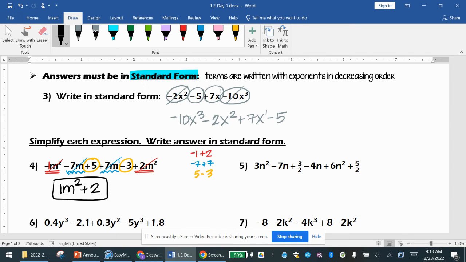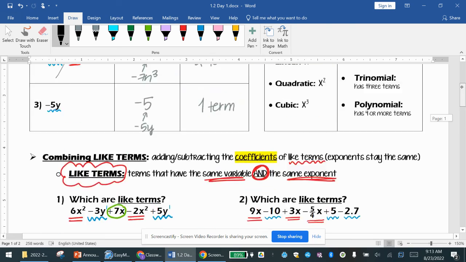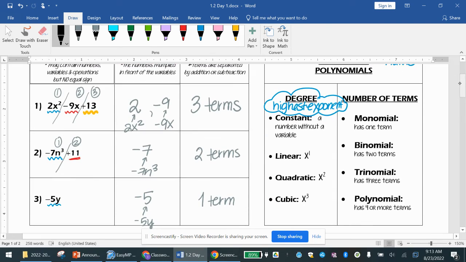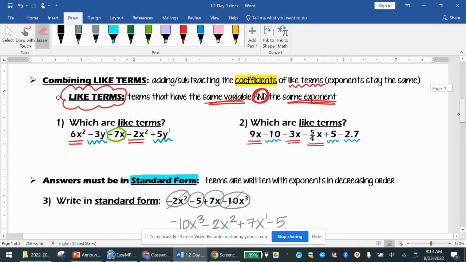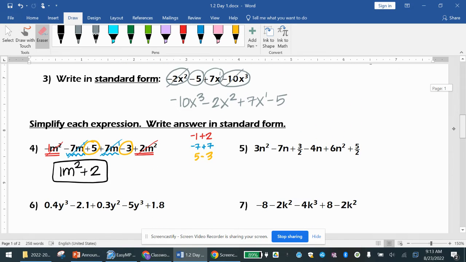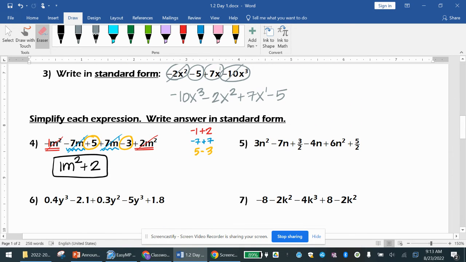This is considered a quadratic binomial. The highest exponent is 2, and it has 2 terms. So I'm choosing words from up here. Quadratic binomial. The directions didn't ask us to name it, but it's important for you guys to be exposed to that vocabulary if you haven't been so yet.